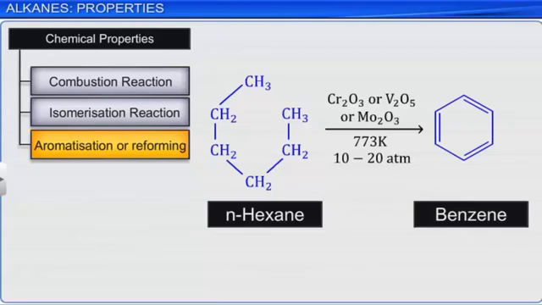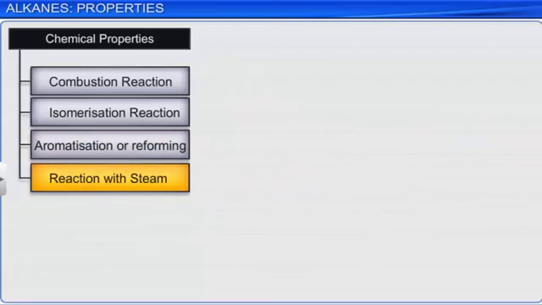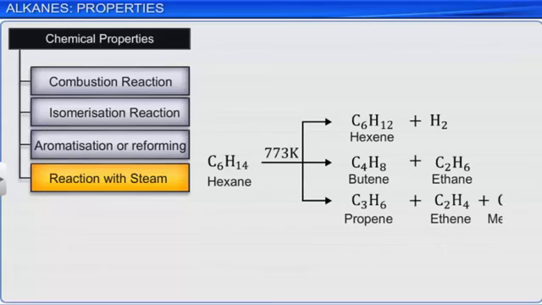Alkanes also react with steam. This reaction is used in the industrial preparation of dihydrogen gas. For this, methane is heated at 1000 degrees Celsius in the presence of nickel, along with steam, to form carbon monoxide and dihydrogen gas. Higher alkanes at higher temperatures decompose to form lower alkanes and alkenes, amongst others.